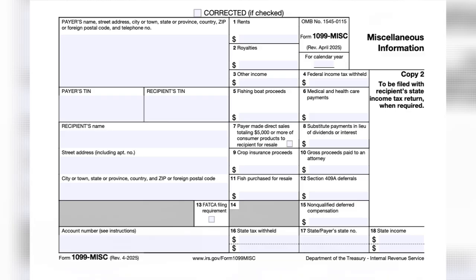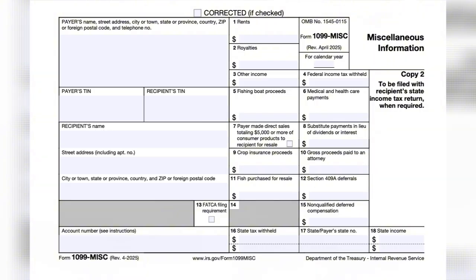There are also boxes for specific situations like medical payments, fishing income, or payments to an attorney. If none of those apply, you can simply leave them blank. And towards the bottom, you'll see the state information section. If needed, you can enter the details like state tax withheld and state income, depending on your situation.